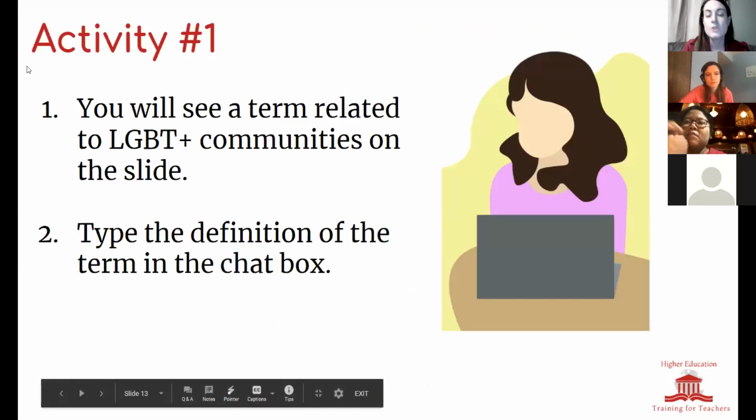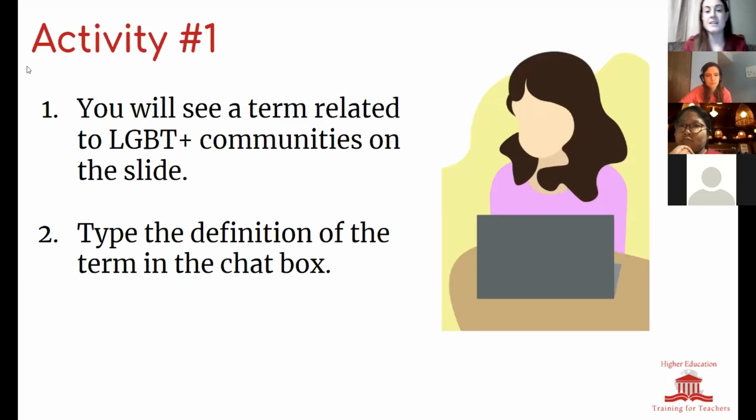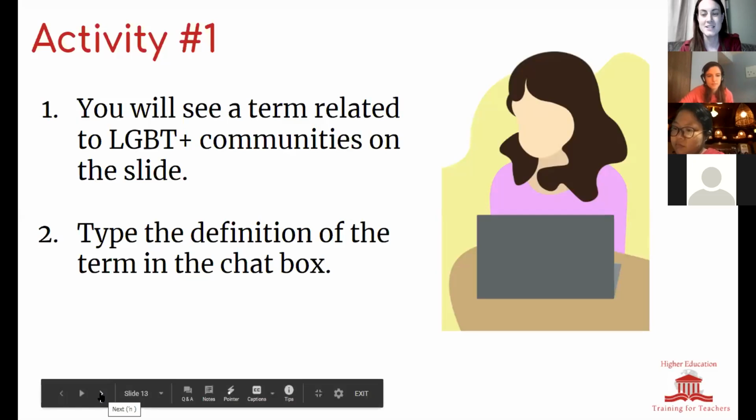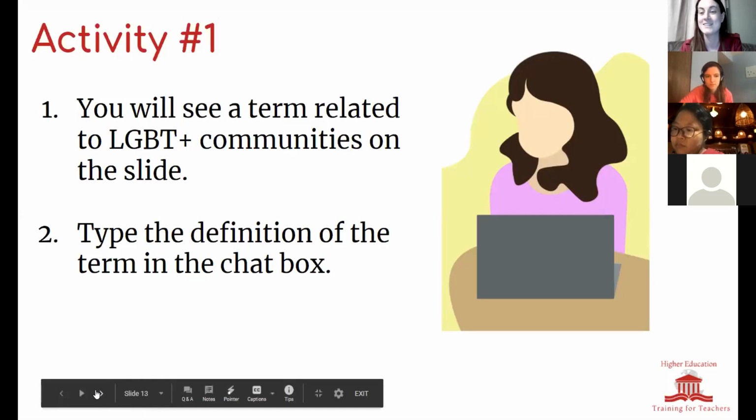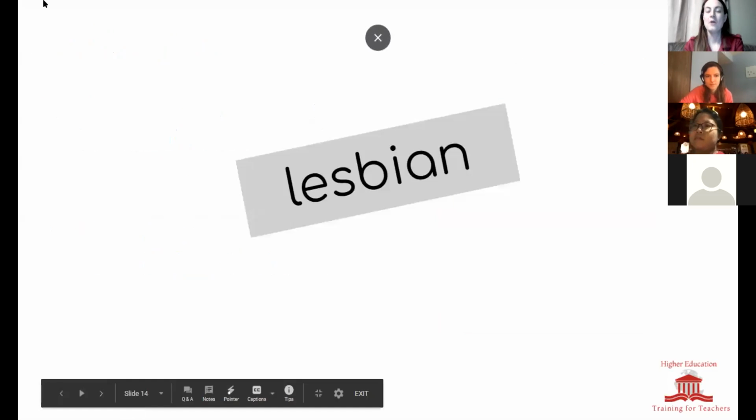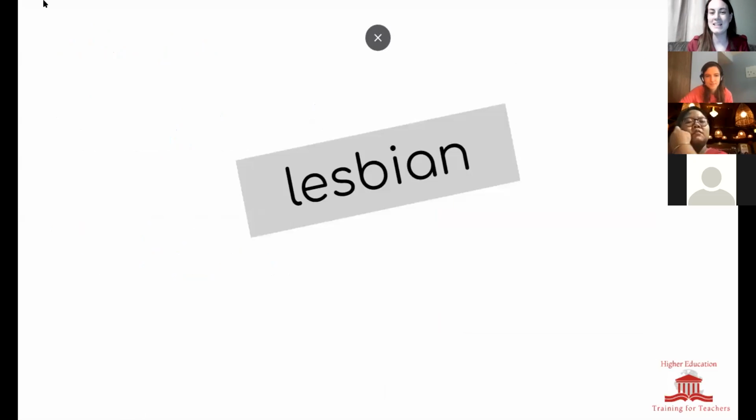Okay. For our first activity, you will see a term related to LGBT plus communities on the slide. I would like you to type the definition of the term in the chat box. I'll give you about 1 minute to type the definition. See if you know the definition. I have to think of the definition in my head because I forgot to look up definitions. Okay, what does it mean to be lesbian?